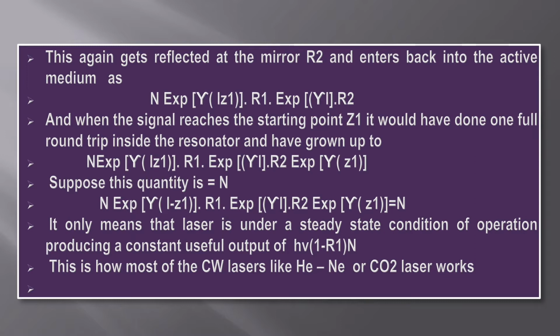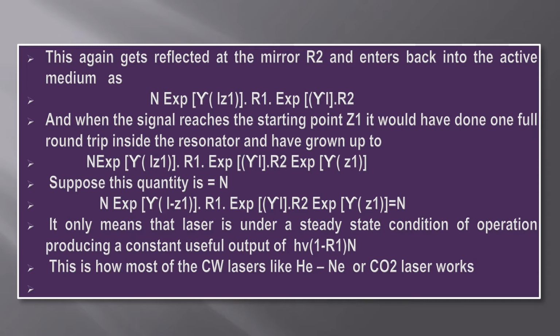Now, suppose this quantity is equal to n. That means after one round trip, n on the right hand side is equal to the whole number of photons on the left side. This means the laser is in a steady state condition, because a certain amount of light has been taken out as useful output. Under this condition, you will have a steady state oscillation process. That is how any oscillator works. This is all I have explained.